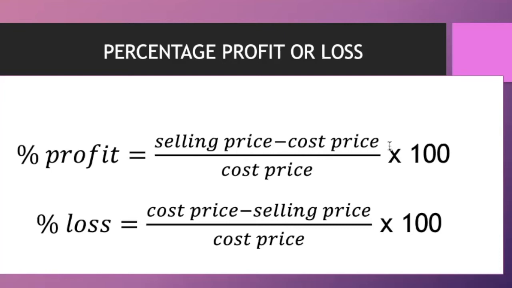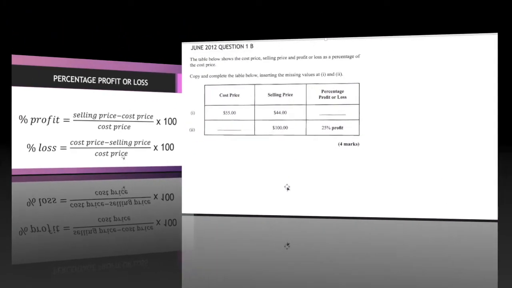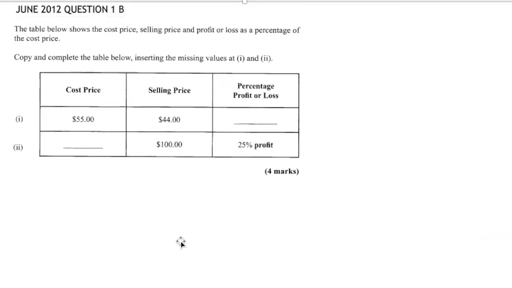So once I have something being profitable, I'm expecting that my selling price be greater. So that's why we have selling price minus cost price. But if I have a percentage loss, then it's going to be cost price minus selling price over the cost price times 100. Now, this activity that I have here is a past paper question from June 2012, question 1B.